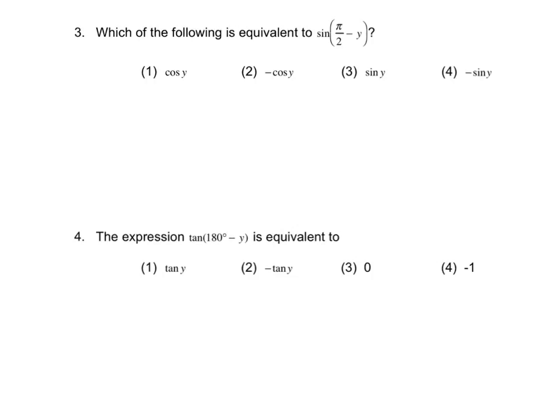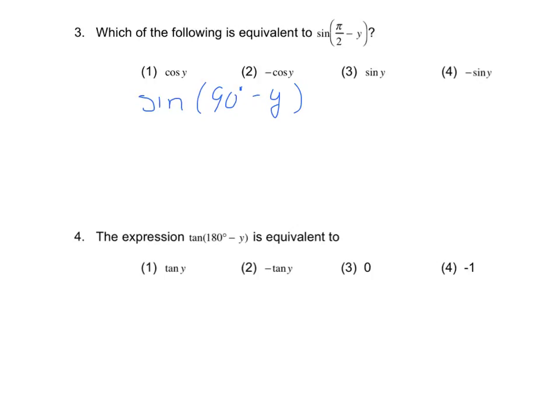Which of the following is equivalent to the sine of pi over 2 minus y? Well, now we have to think a little bit. What is pi over 2? You're correct, it's 90 degrees. So we actually have the sine of 90 degrees minus y. Well, if I take a look at that, I have no answer that represents that. So let's see if we expand it and what happens.